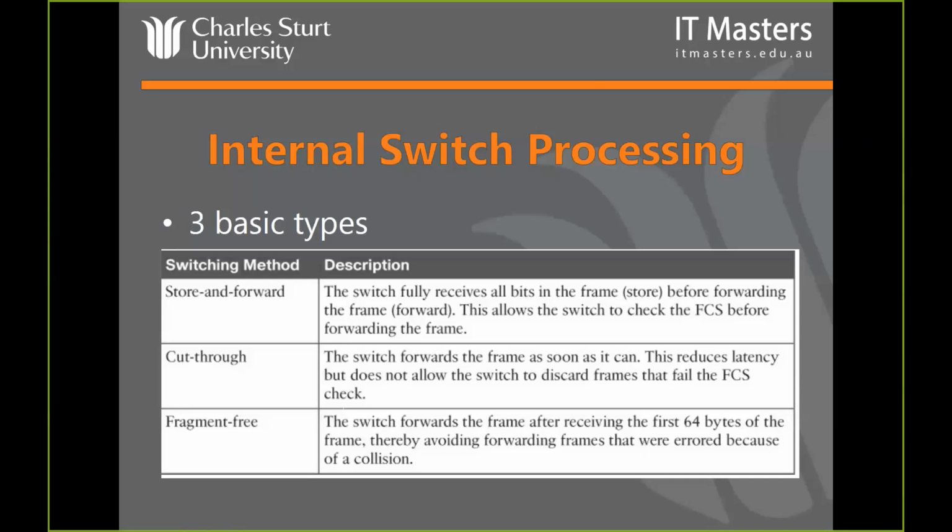So what fragment free does is it waits until the first 64 bytes of the frame are collected, which is past the destination address, and then it starts to transmit them out. Now, 64 bytes is actually a magic number. We don't talk about it too much, and it's not referenced at all in the CCNA version 3 exam, which I think is unfortunate, but the technology has pretty much evolved past it. But 64 bytes is a magical number.